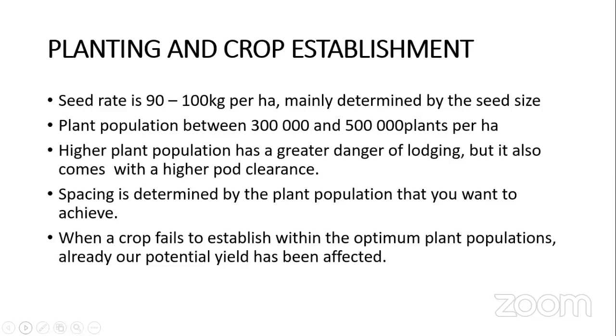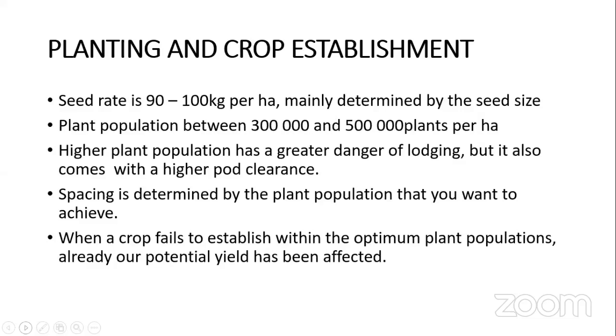So in these operations, you just need to make sure that everything is efficient and you have got a very minimal downtime. So yes, higher plant population can result in slimmer and taller plants, and that will also increase the pod clearance. So in as much as I would recommend lower plant populations, it's also important for farmers to consider this point, put a higher plant population and also make sure that there's a higher pod clearance.